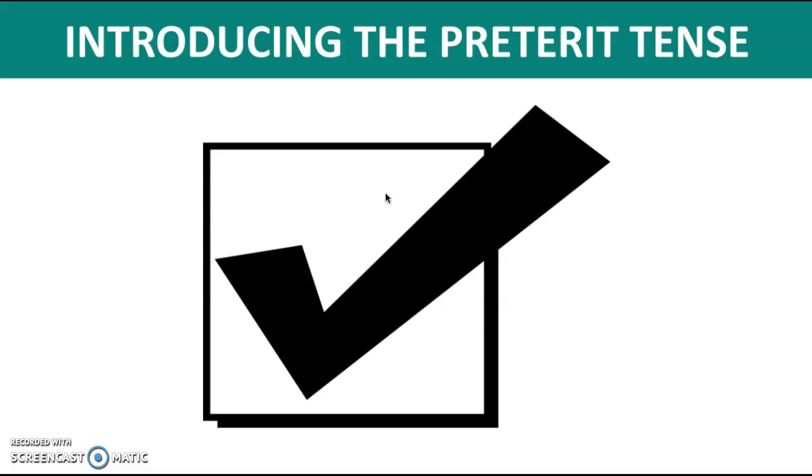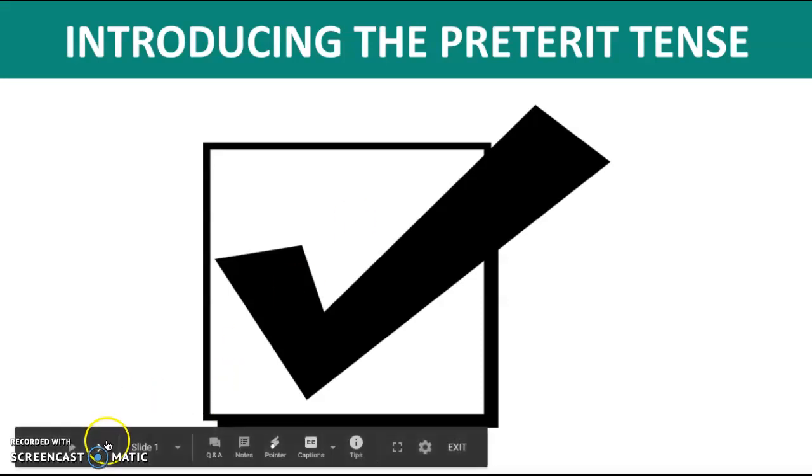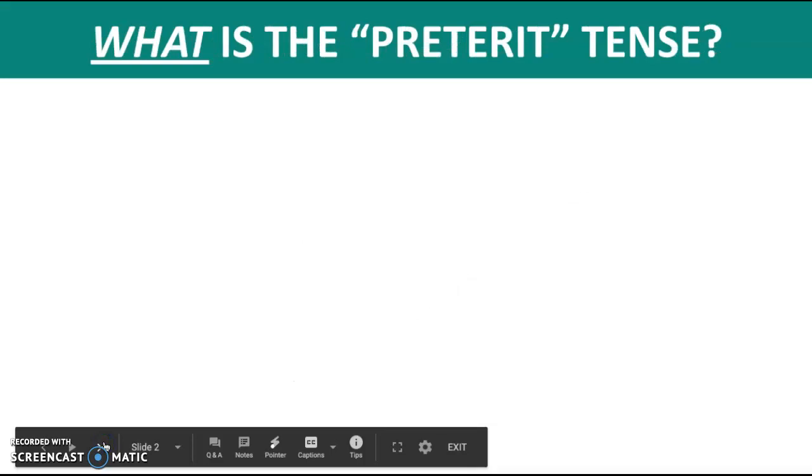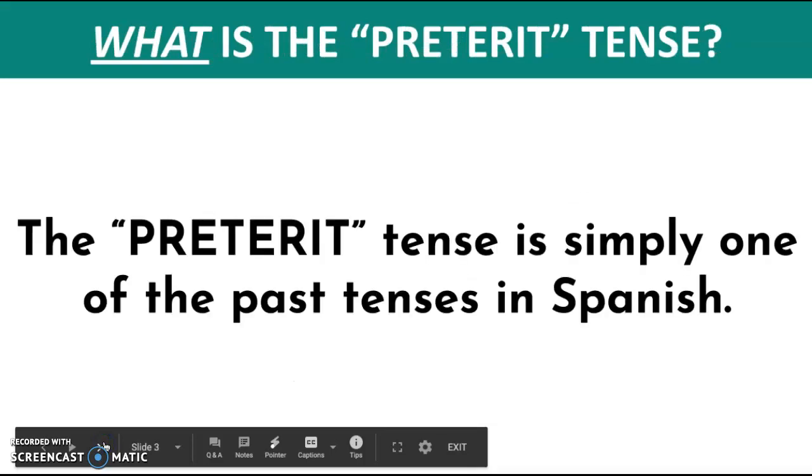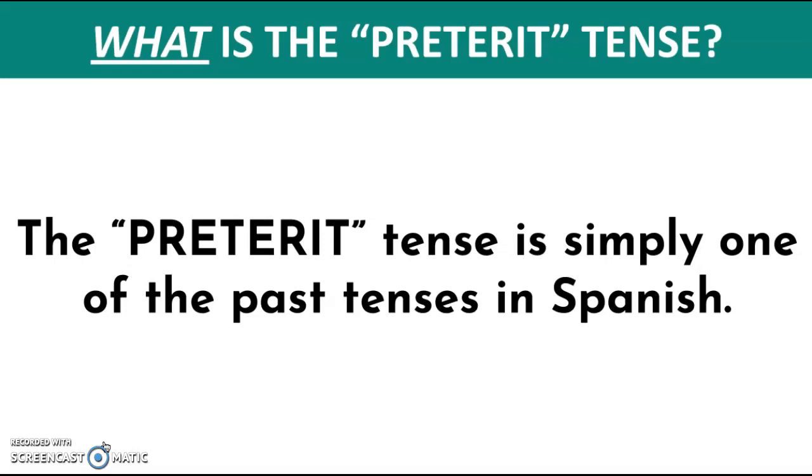So hello, today we are going to review our regular verbs in the preterite tense, which is also known as the past tense. So what is the preterite tense? I just told you it's one of our past tenses in Spanish. We do have two. We have the preterite and we also have the imperfect tense. So we are going to be reviewing the preterite and the imperfect tense, and then afterwards you guys will be learning the difference as to when to use one versus the other.